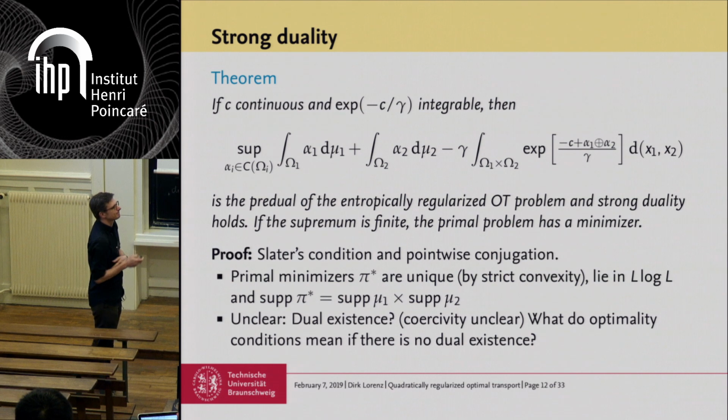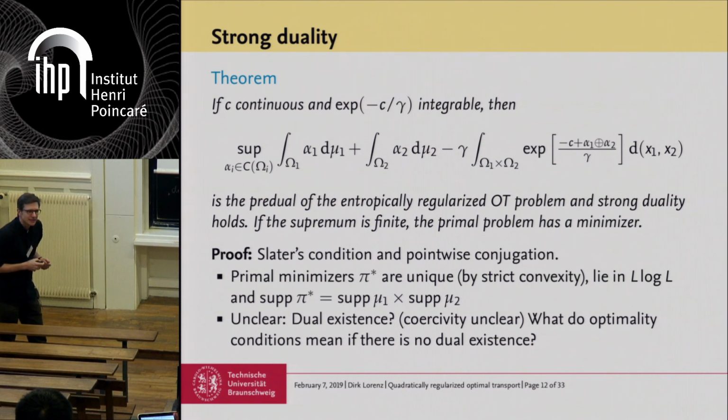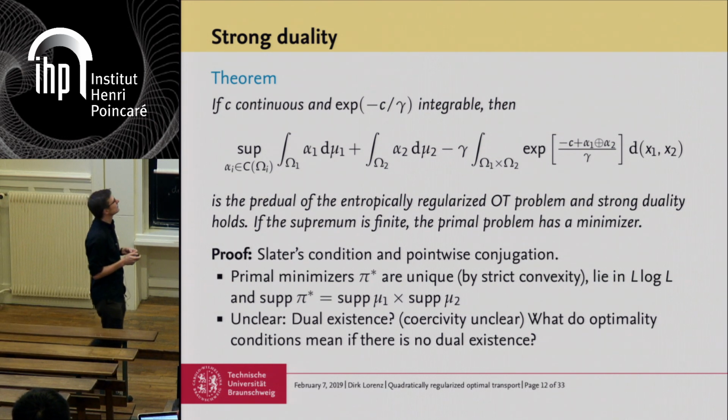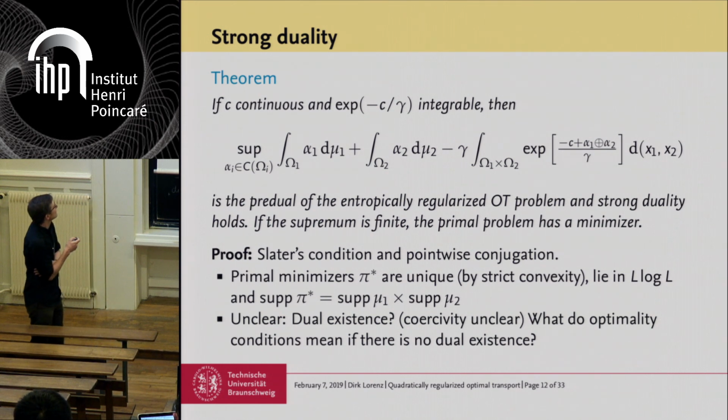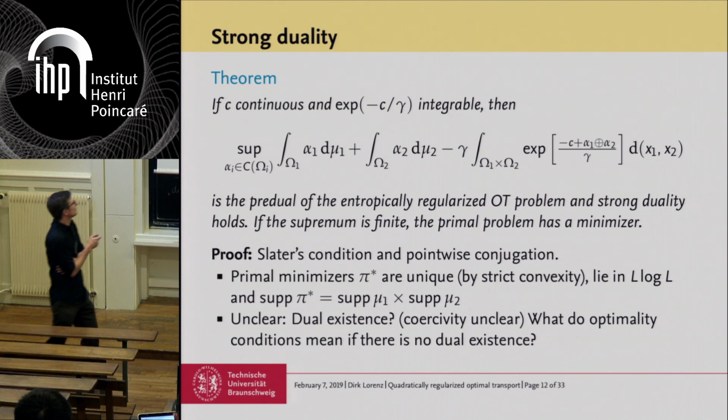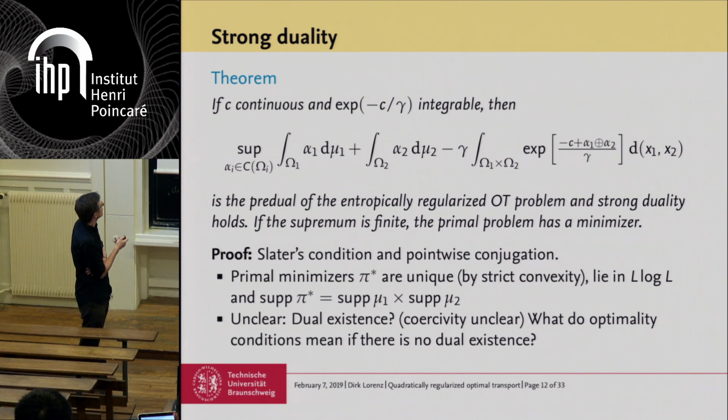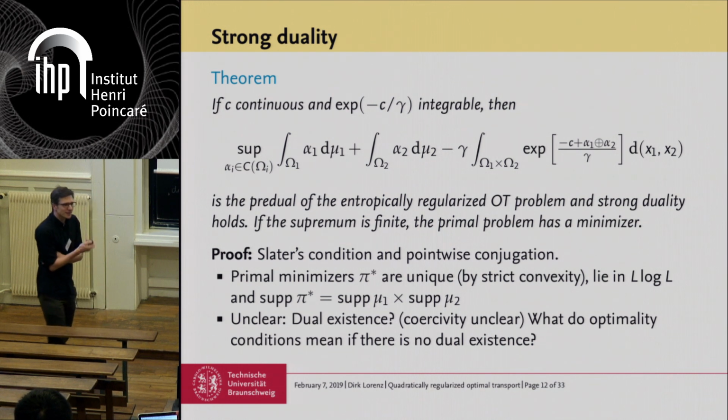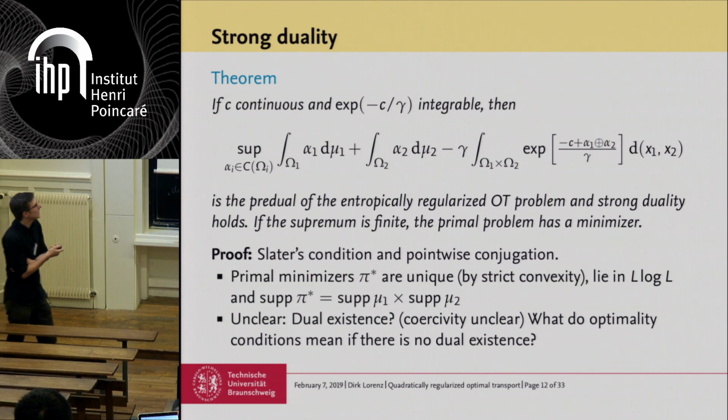Okay. But what about duality? The convex dual of this regularized problem is this one here. It takes the supremum over some alphas, and this is what you get as the dual problem, or actually the pre-dual of the entropically regularized transport problem. Strong duality holds, and if the supremum here is finite, then the primal problem has a minimizer. So that's everything. That's all simple.